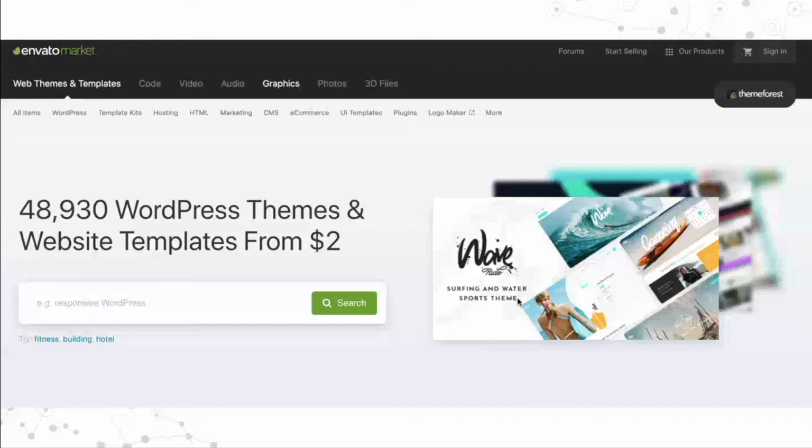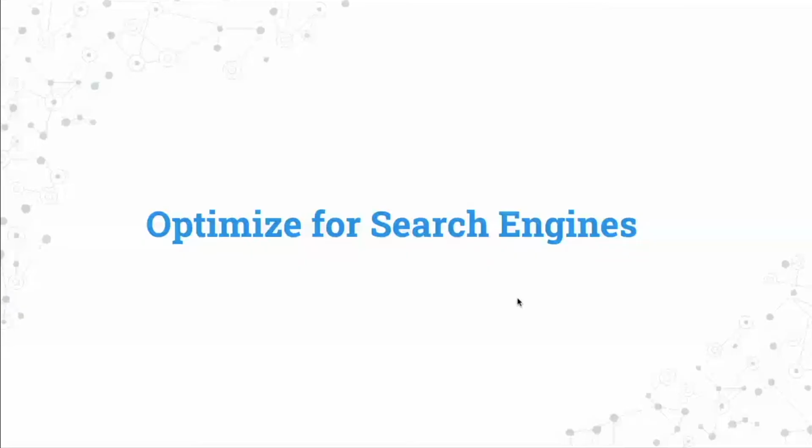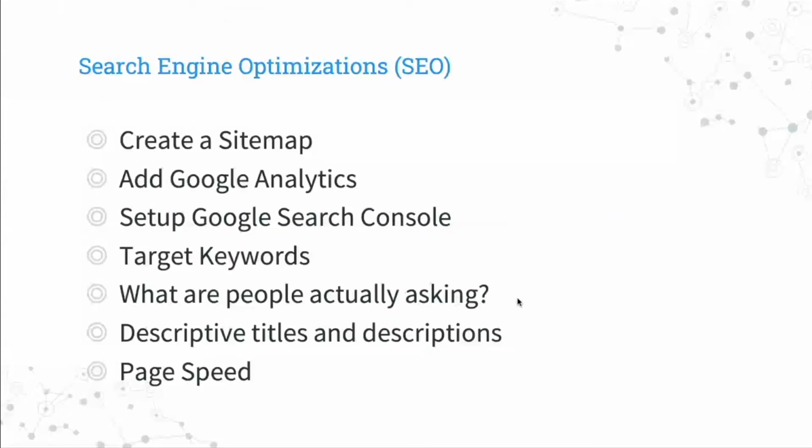Optimizing for search engines is another thing that you need to care about. We will talk about this more in the next sessions, but I'll give you just a few things that you need to care about for now. Creating a sitemap, adding Google Analytics. So creating a sitemap means I need Google to understand that I have different pages in my website.